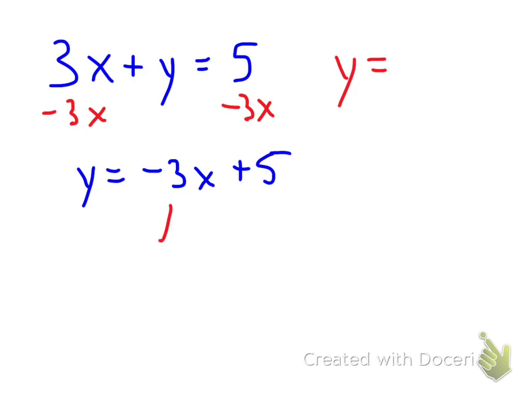I now have a slope of negative 3, which means I'm going down 3 and to the right 1. That would be my slope triangle. And my y-intercept is 5.